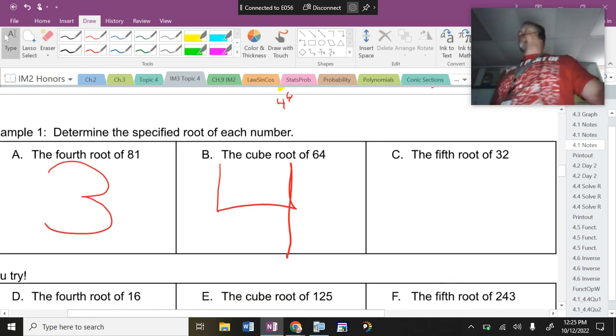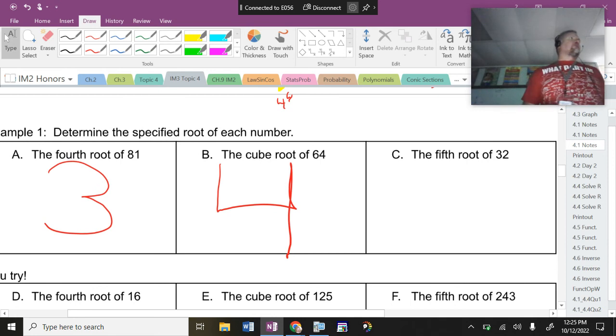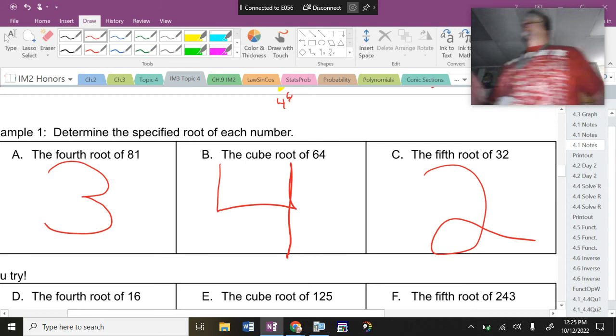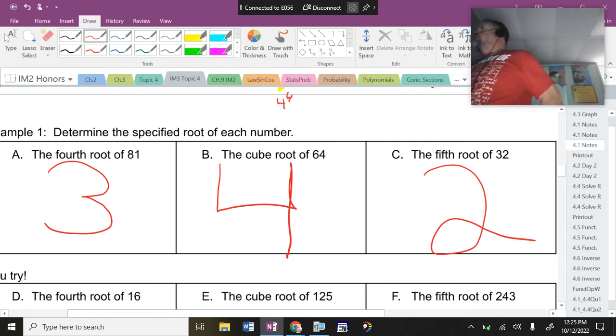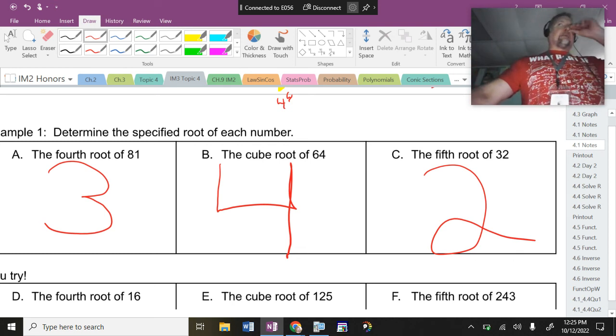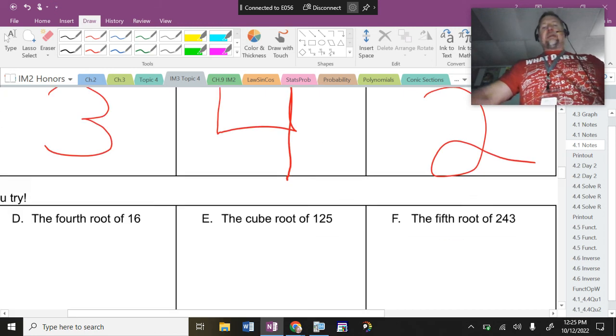All right. What's the fifth root of 32? 3, 2, 1, go. It is 2. Just because I didn't list it, 2 times 16 is 32. That's a fifth 2 in there, multiplied together, not added. I shouldn't say added. Okay. So knowing how that works, that's good enough for that.